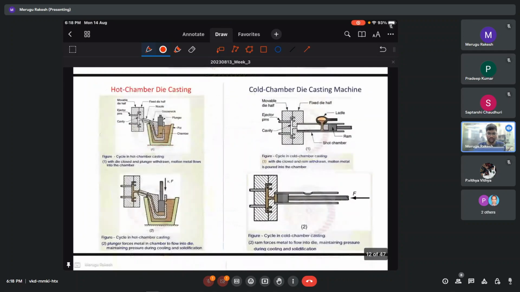But when you come to the cold chamber, as you can see on the right side, we are just taking a ladle, we're just pouring the metal into it, and we are just pulling with the ram. Okay, and then it is entering the component. So these are the two different. So in hot chamber, the entire chamber, plunger system, everything will be inside the molten metal, whereas in cold chamber we separately bring the metal and we just enter it, and then pull the ram to push the metal into the cavity. So this is the difference between hot and cold chamber.